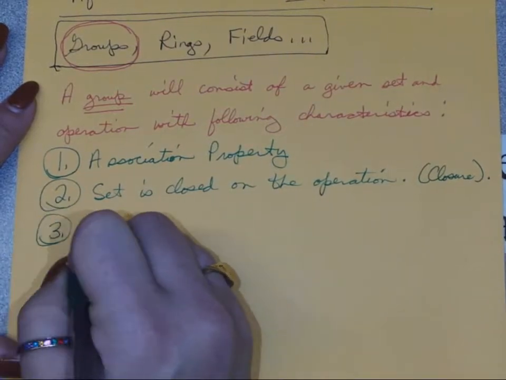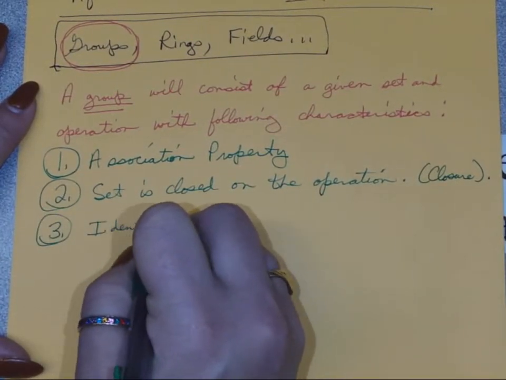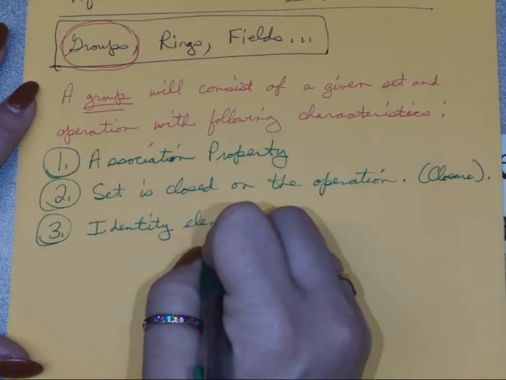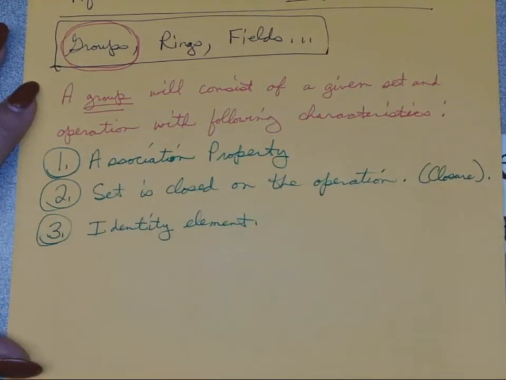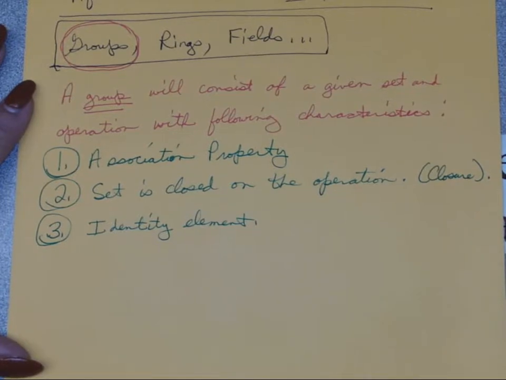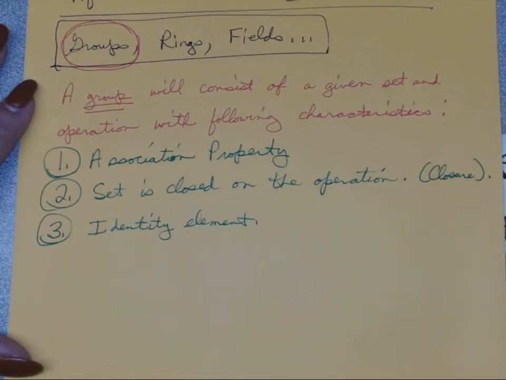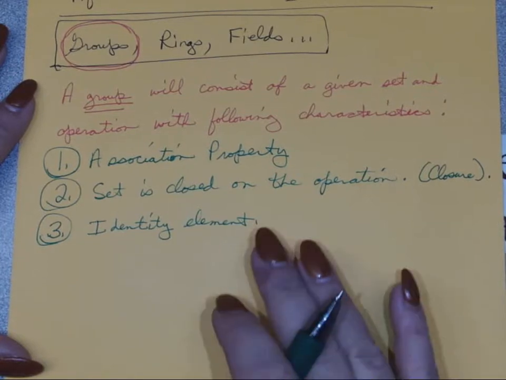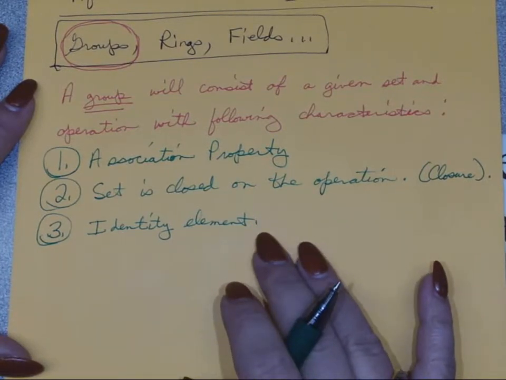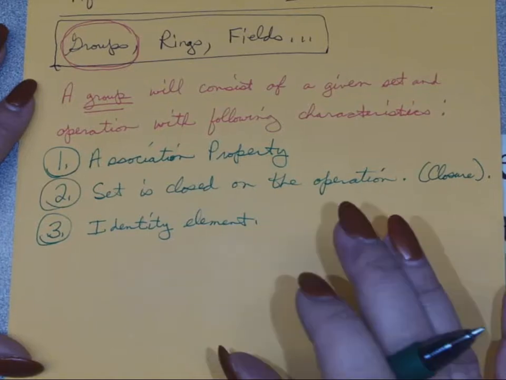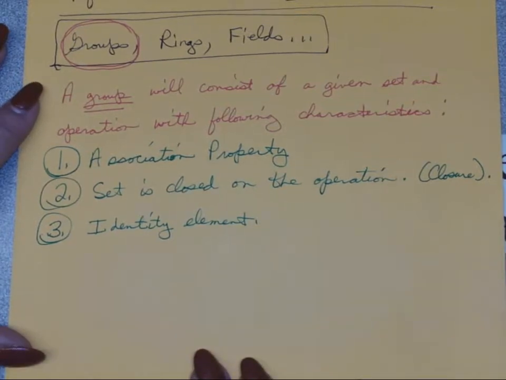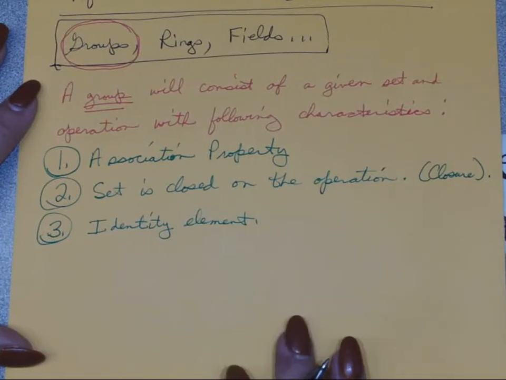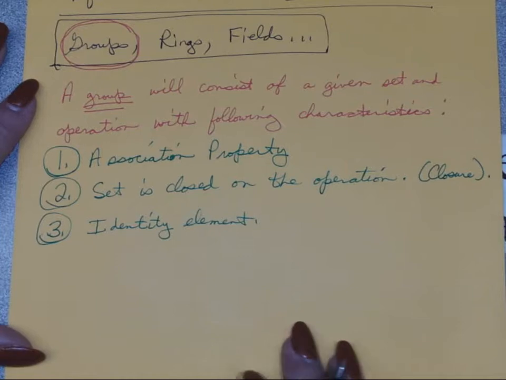Number 3, there is an identity element for that particular operation and that particular set together. Now we know from day 1 that subtraction and division don't have identity elements. They're not two-sided, they're only one-sided on their identity element. So you can't necessarily use subtraction or division, which is great for us, because we don't like those two anyway. They're complicated.